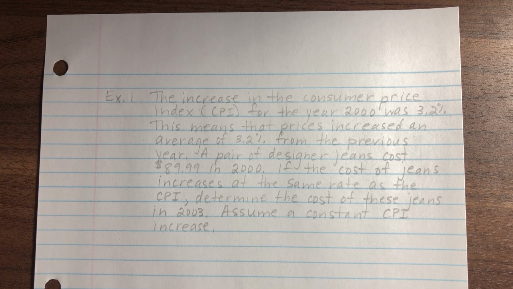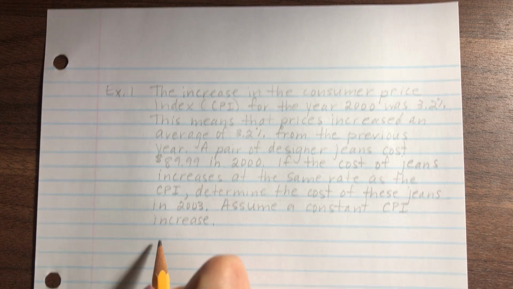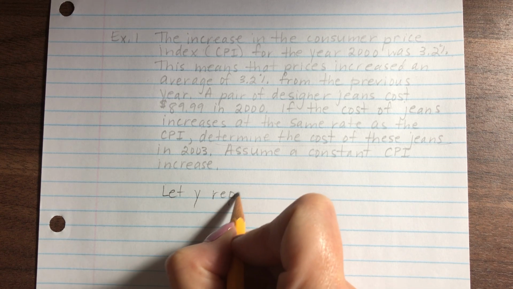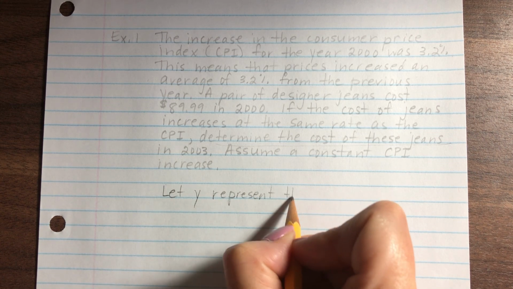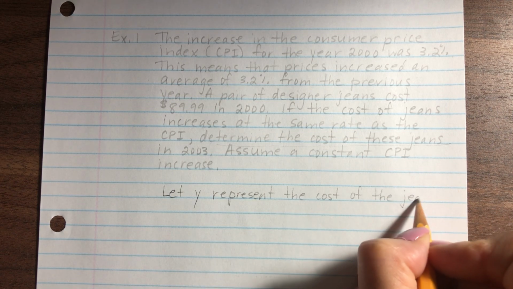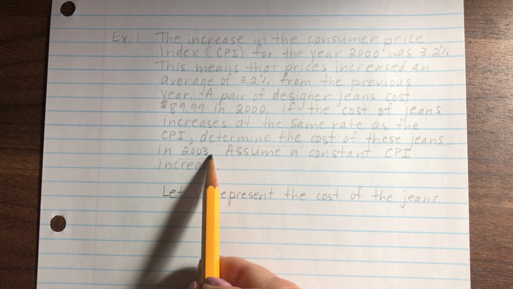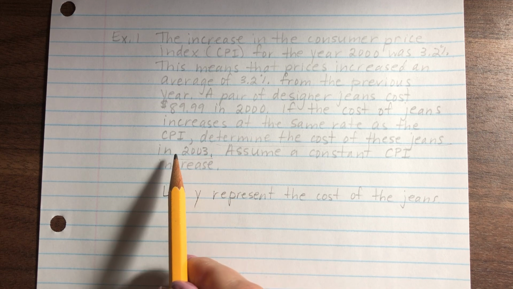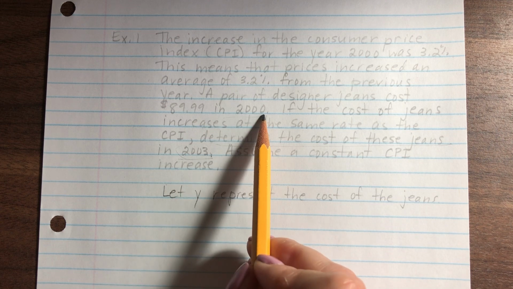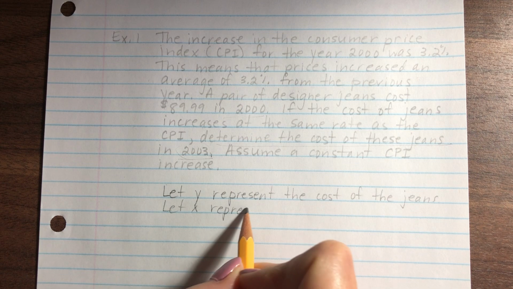So let's define our variables. Okay, it says determine the cost of the jeans. So that means Y is going to represent the cost of the jeans. And we're trying to find the cost in 2003. Okay, so the cost will depend on how many years have passed since the price has been increasing. So X is going to represent the number of years since 2000.